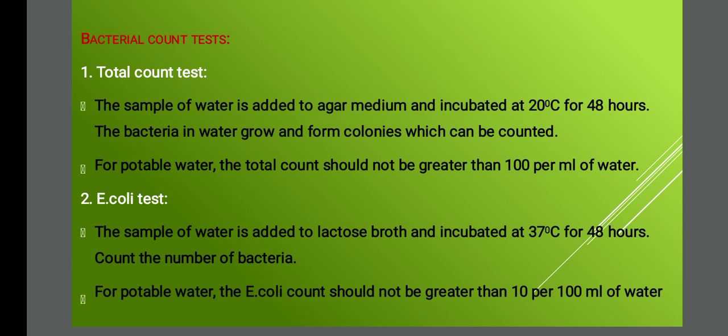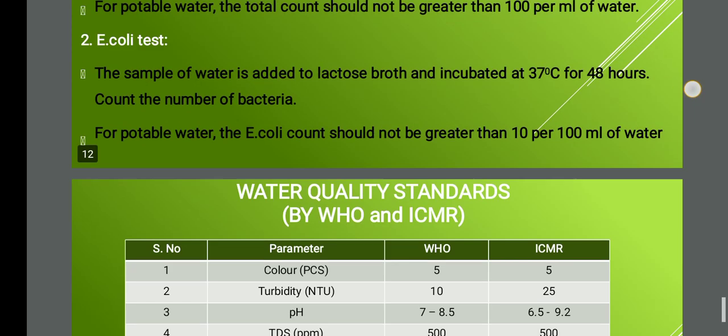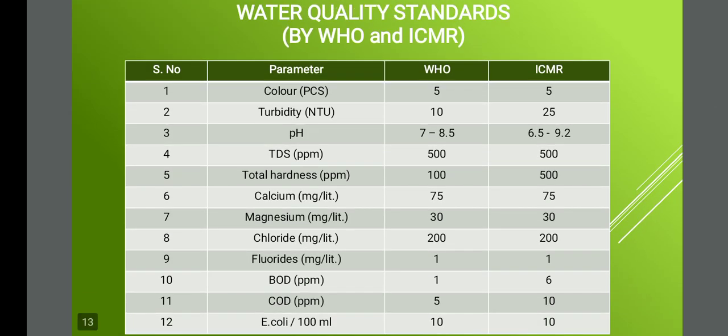In the E. coli test, take the sample water, add it to lactose broth, incubate at 37 degrees for 48 hours, then count the number of bacteria. For potable water, the E. coli allowed is a count of 10 per 100 ml of water. If it is more than 10, it's not good for health. It shows that unwanted bacteria are present in the water sample. Is it okay? And finally we can see water quality standards.